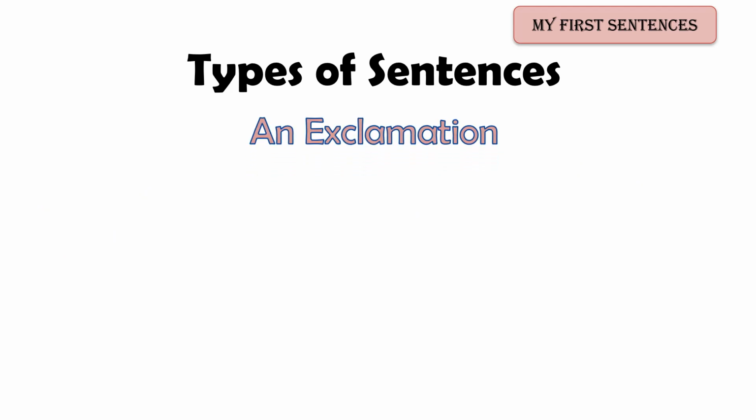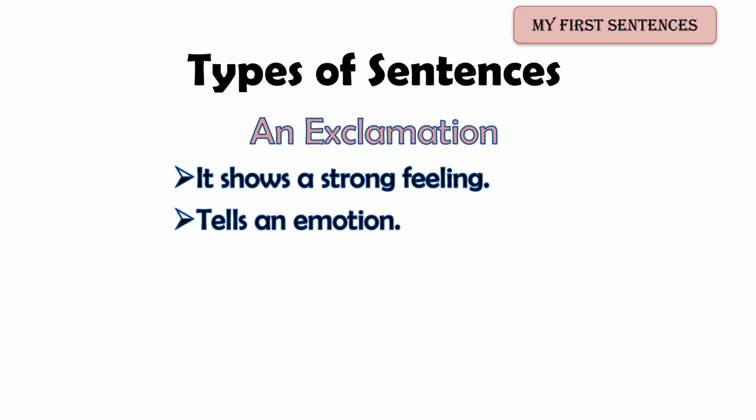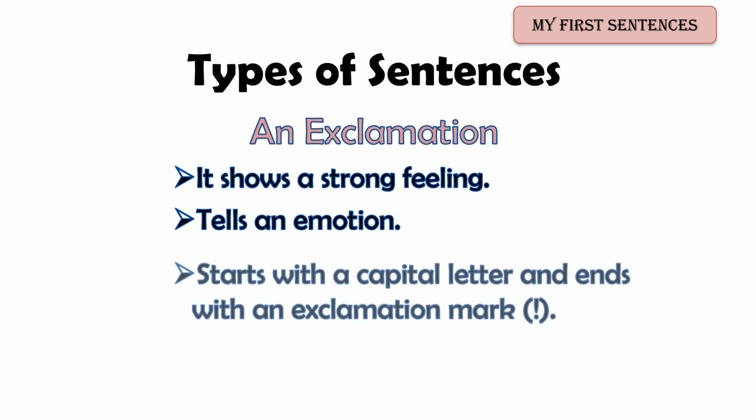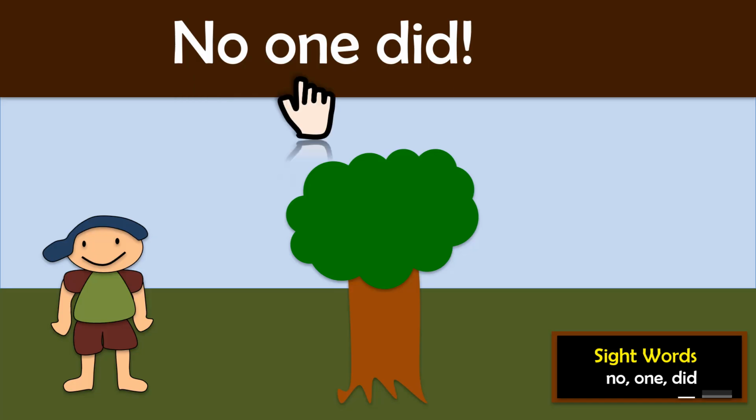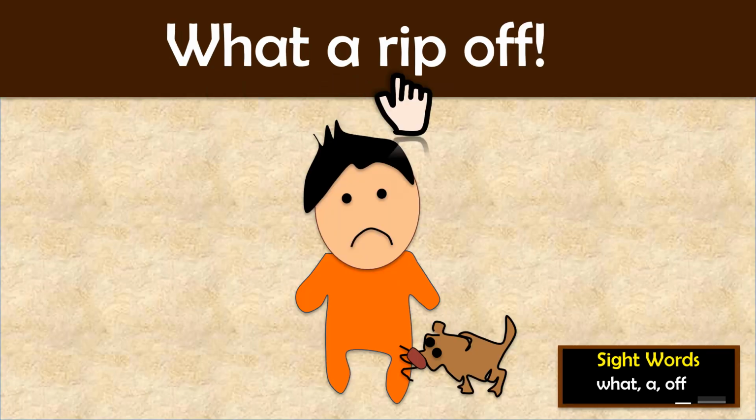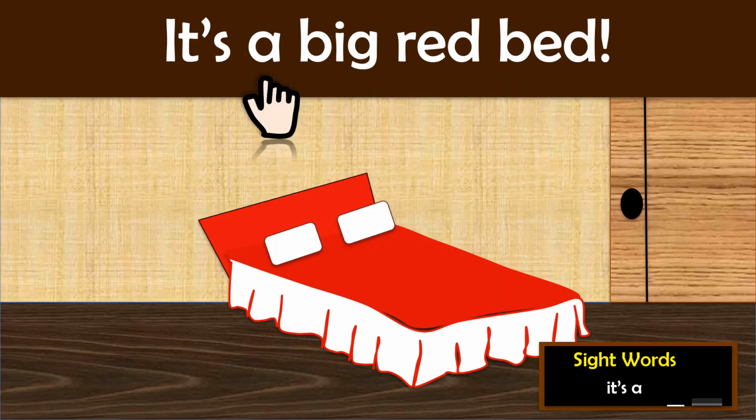An exclamation. An exclamation shows a strong feeling. It tells an emotion. It starts with a capital letter and ends with an exclamation mark. Let's look at some examples of an exclamation. No one did. What a rip-off! It's a big red bed.